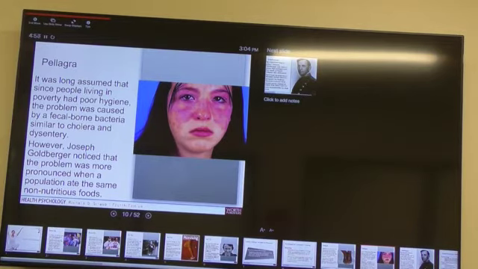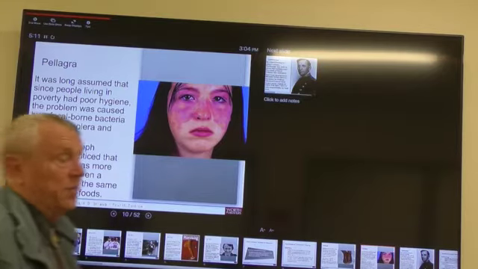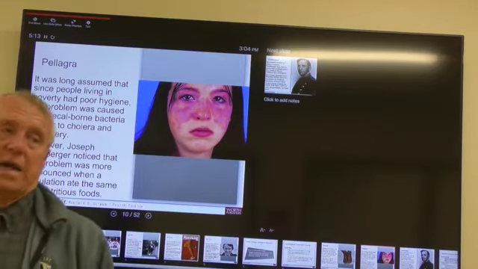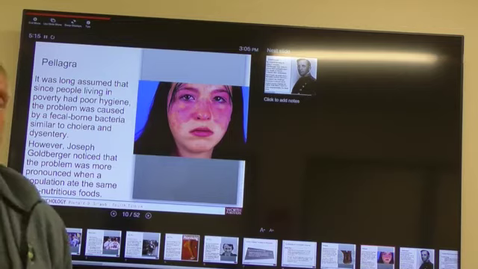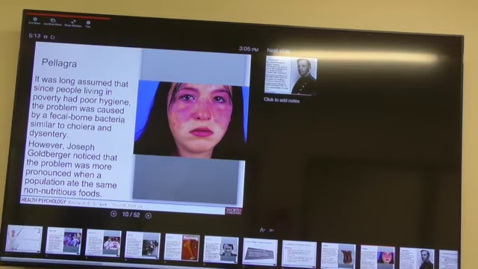However, Joseph Goldberger noticed that the problem was more pronounced when the population ate the same non-nutritious foods. And of course, we've had problems with poverty in the United States. One of the problems we had was that people would work themselves almost to death, because the minimum wage was so low. They were making starvation wages. They weren't paying them enough to feed the whole family. And of course, they would have large families, yada, yada, yada.